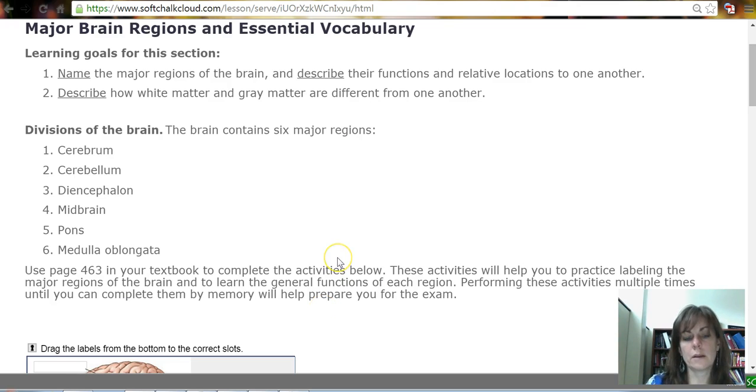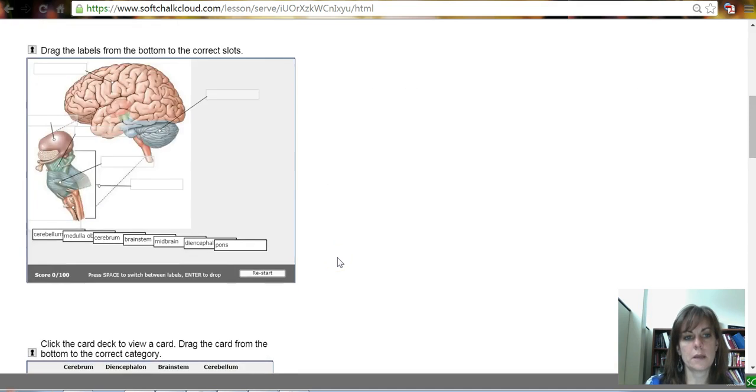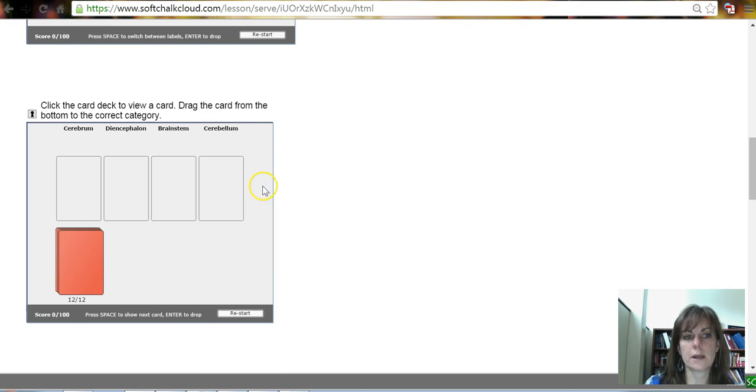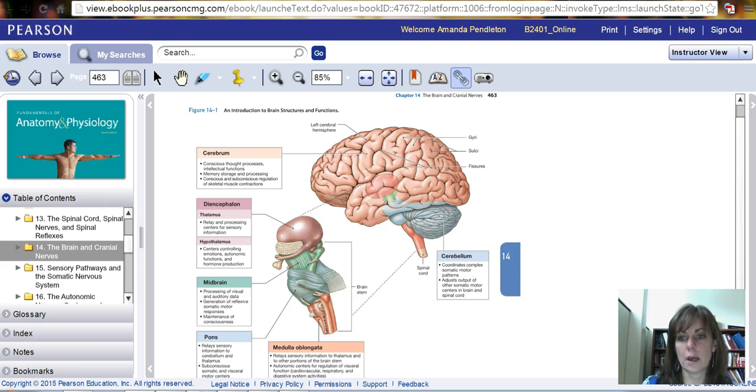Okay, so the other thing I'd like to point out is, here's some images to help you practice learning these. There's also a set of activities here that will help you learn functions of these major regions. I would point you to page 463 in your text. It lists these major regions and also gives you some general functions. We'll go a little bit more into depth on each of these functions, but this will get you started thinking about those functions of the major regions.